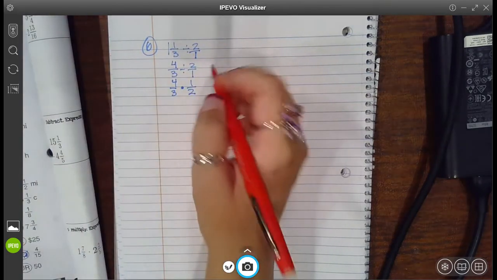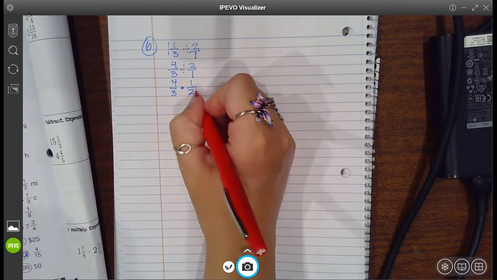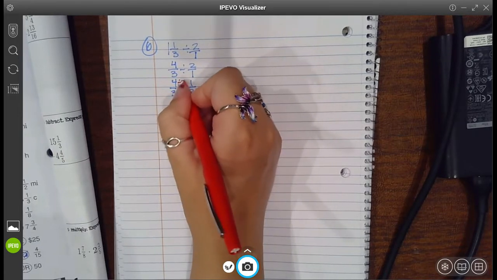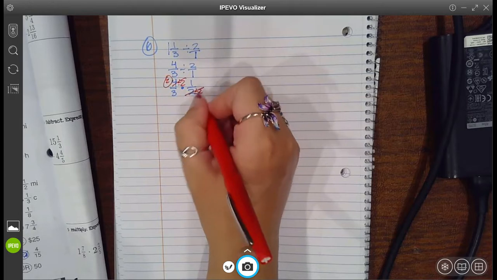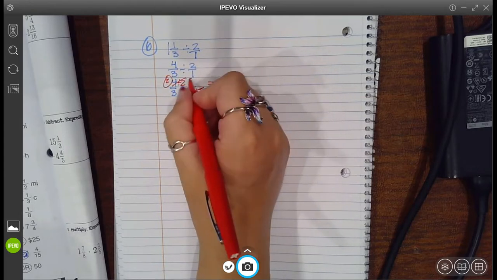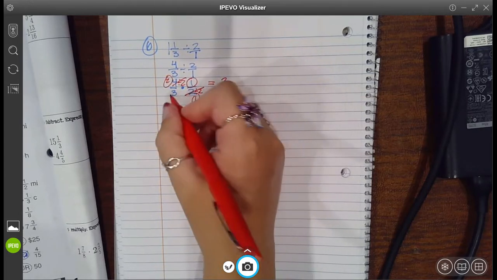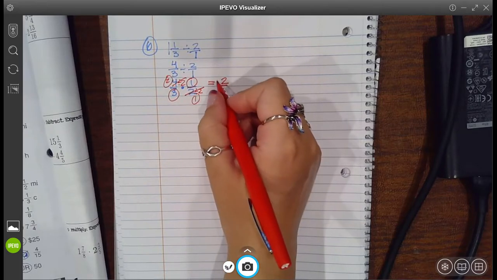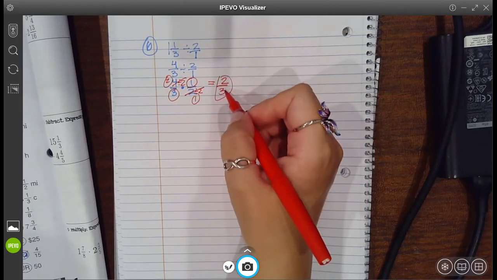And then we're dividing, so keep, change, flip. And then these can cross cancel by 2. 4 divided by 2 is 2. 2 divided by 2 is 1. Multiply across. 2 times 1 is 2. And 3 times 1 is 3. So it's 2/3 flour for just 1 dozen cookies.